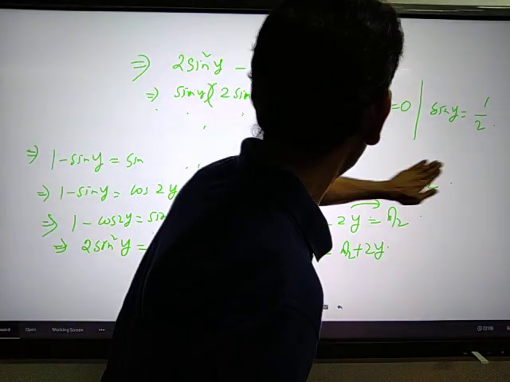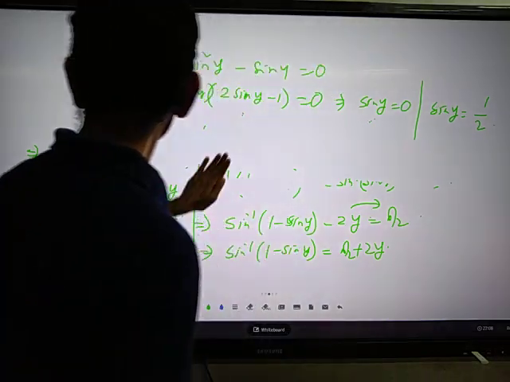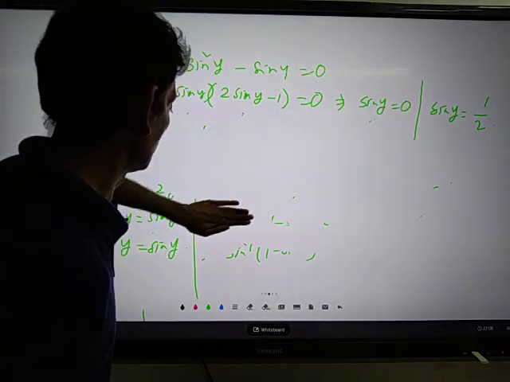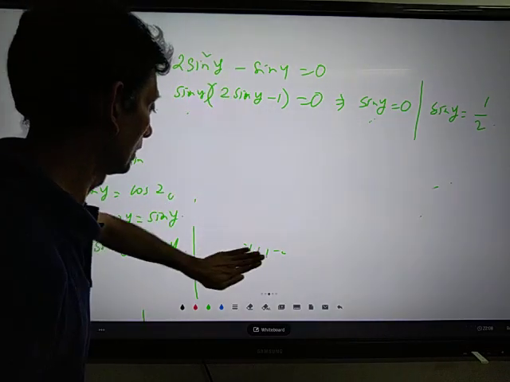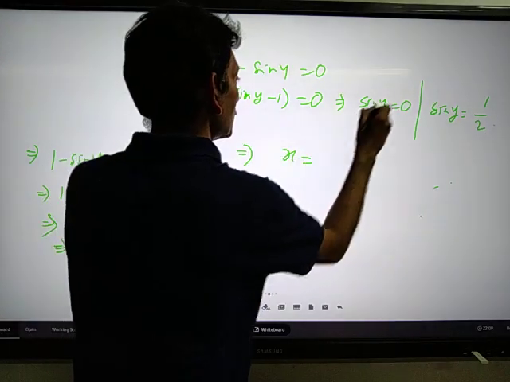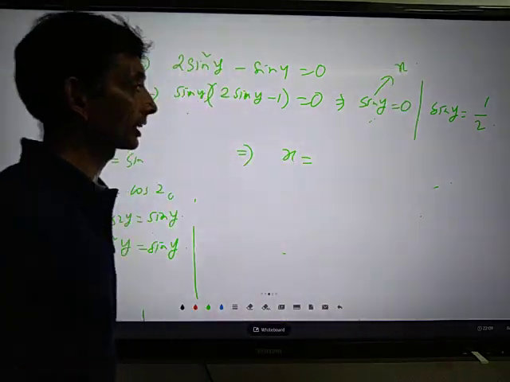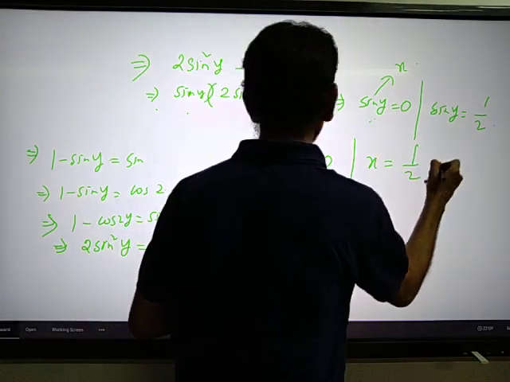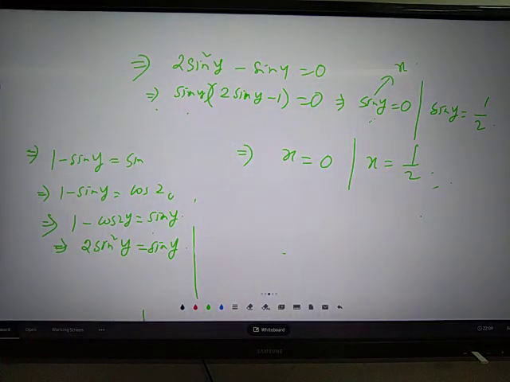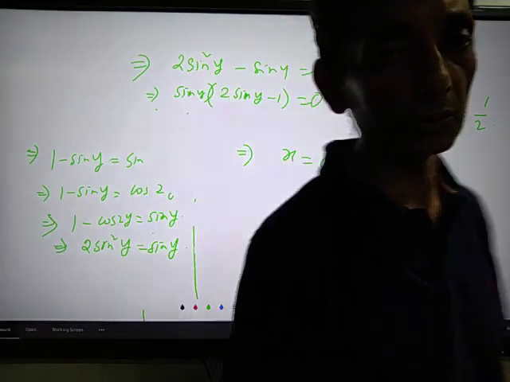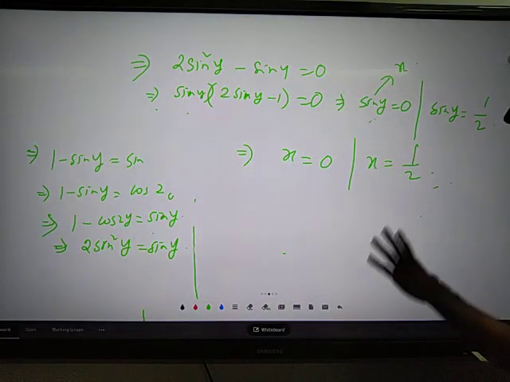Now let's see, what did you assume? You assumed x equal to sine y, done? So what's the next step? Because you assumed sine y as x, x is equal to 0 or x is equal to half. You got two solutions: x is equal to 0 and x is equal to half.